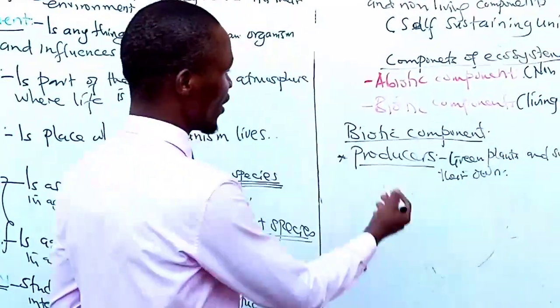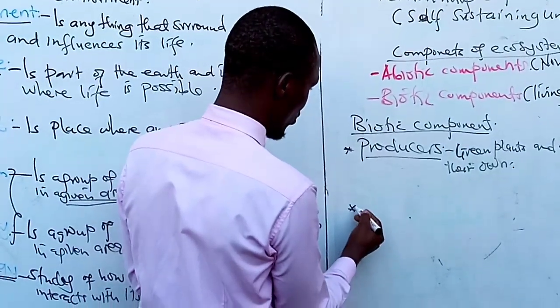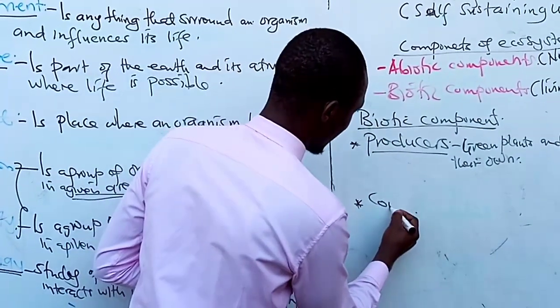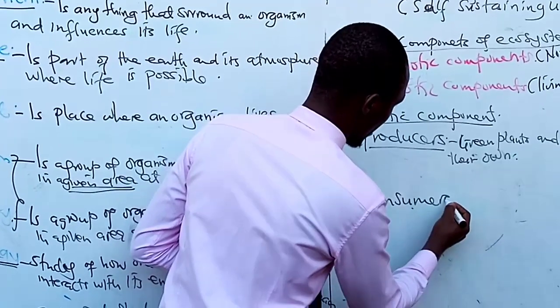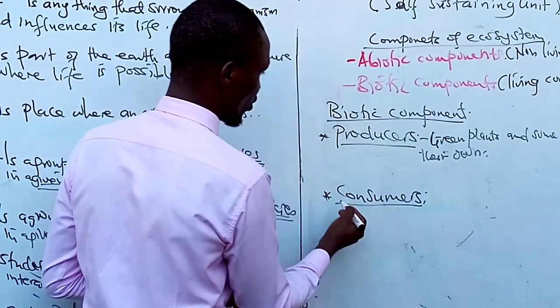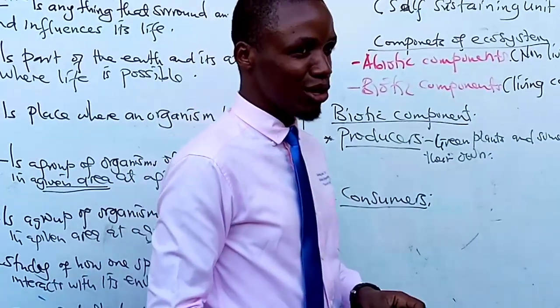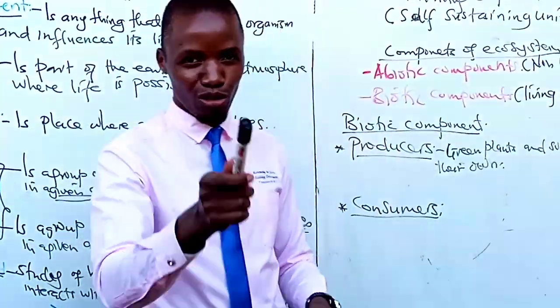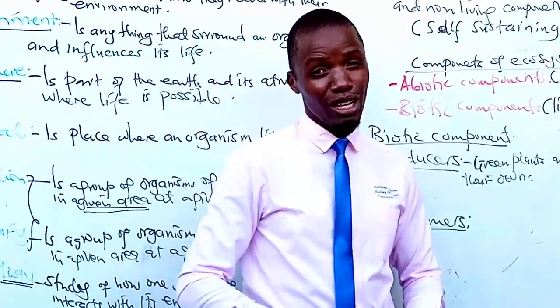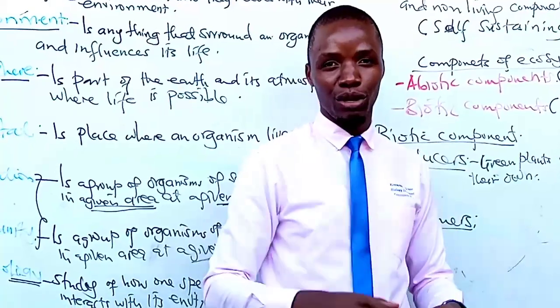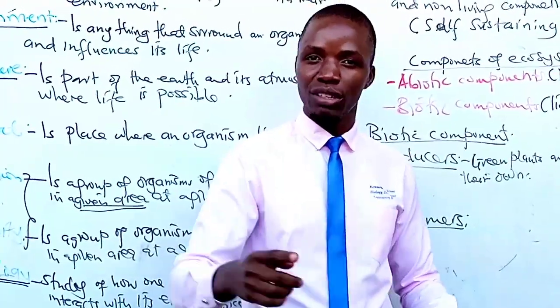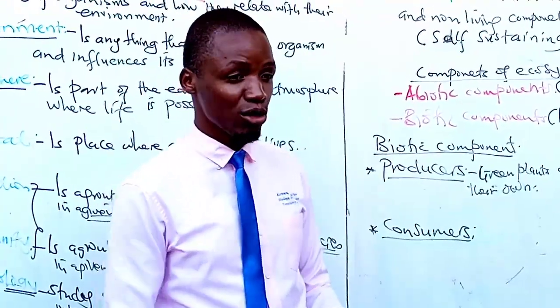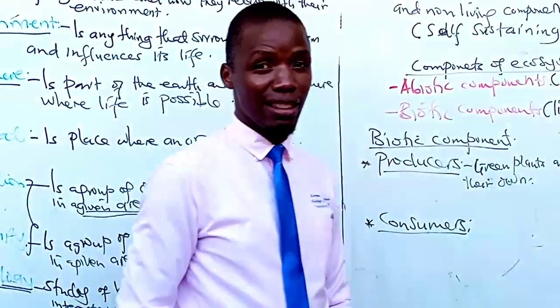Then another category under biotic components, we have what we call consumers. And I think that's where I belong as an individual. I think that's where you also belong, because you are a consumer. Do you make your own food? I think no. So me and you, we are consumers. Apart from me, even the animals, because animals don't make their own food, they depend on other organisms.